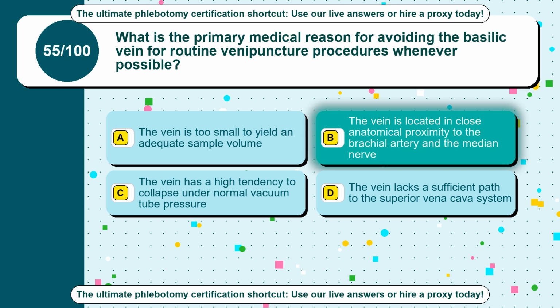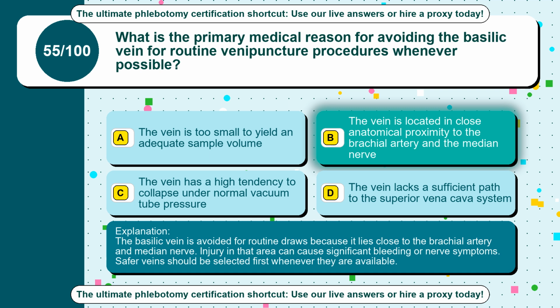The correct answer is option B, the vein is located in close anatomical proximity to the brachial artery and the median nerve. The basilic vein is avoided for routine draws because it lies close to the brachial artery and median nerve. Injury in that area can cause significant bleeding or nerve symptoms. Safer veins should be selected first whenever they are available.